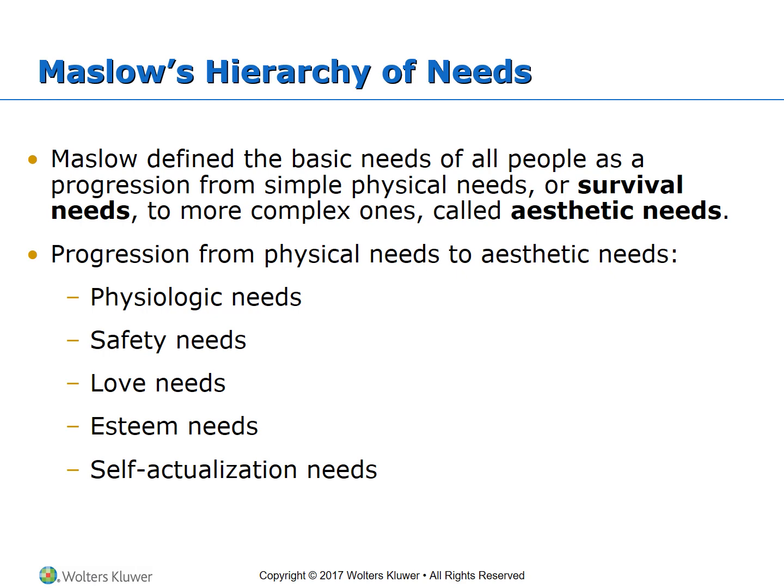So what is Maslow's hierarchy of needs? Maslow's defines the basic needs of all people as a progression from simple physical needs or survival needs to more complex ones called aesthetic needs. You must meet survival needs before you can progress to the more complex needs. So progression from physical needs to aesthetic needs is, remember, your physiologic needs take precedence over any other higher level needs.